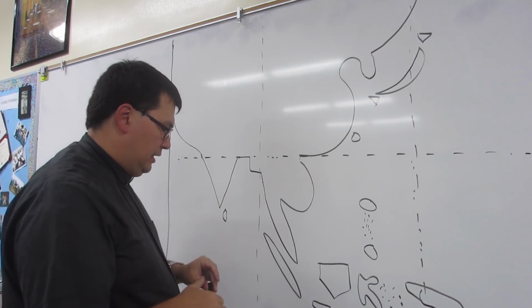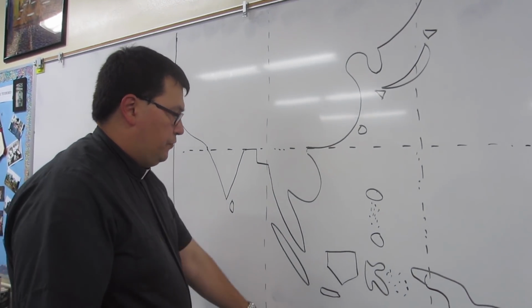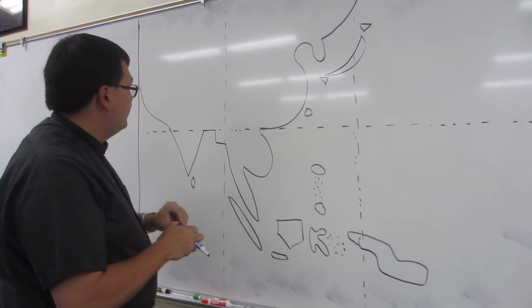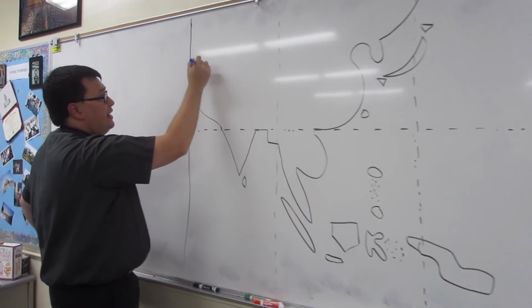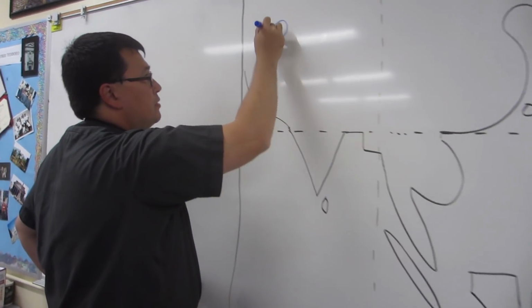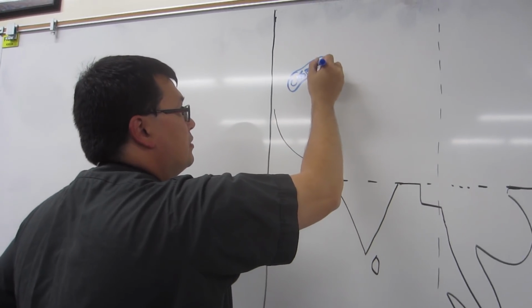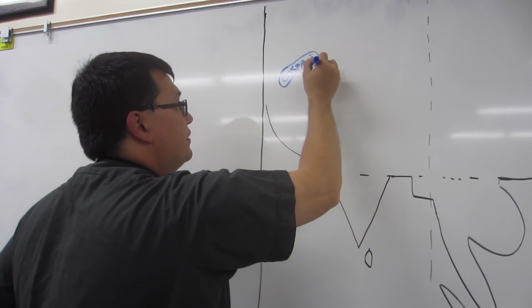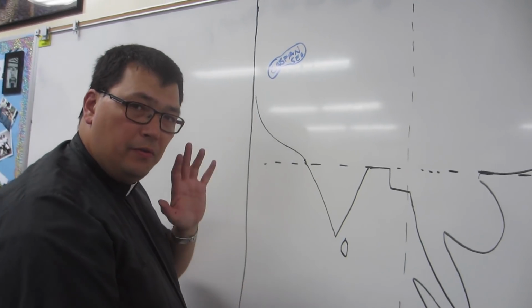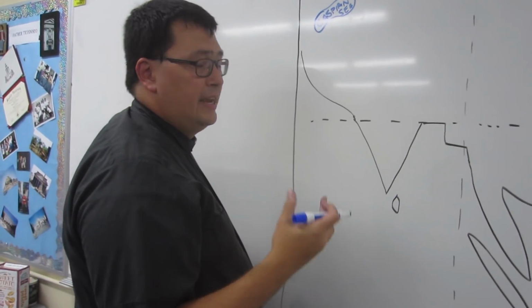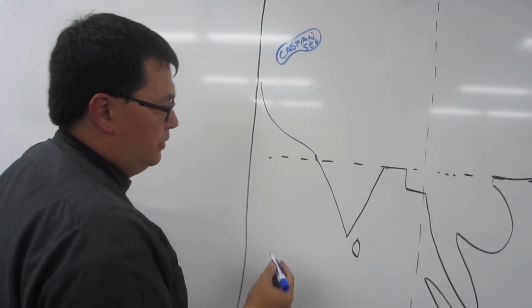Now we need to start labeling things. So first we're going to do our bodies of water. Here we have the Caspian Sea. And it's at a different angle than our last map because we're on a different part of the globe. We're looking at it from a different angle.